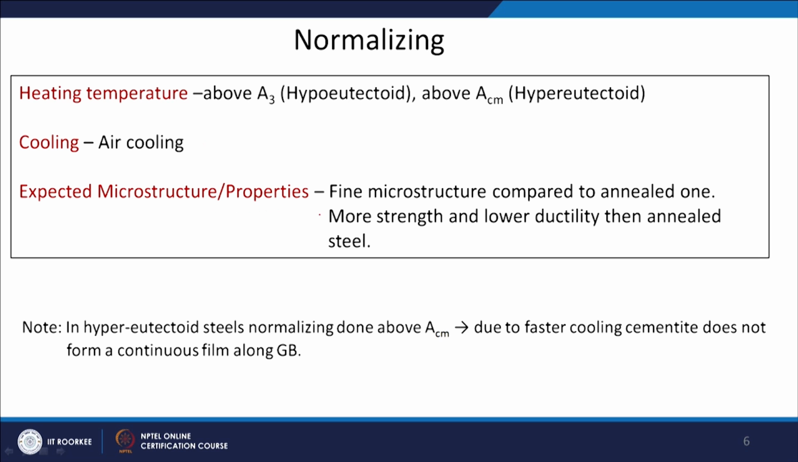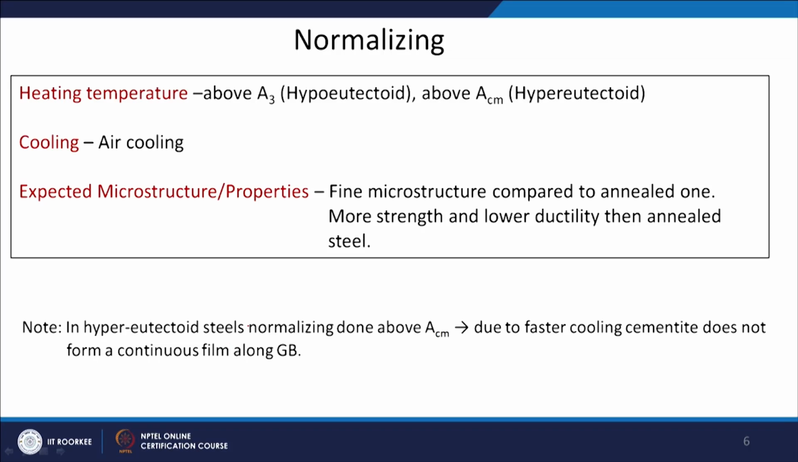Expected microstructure and properties: fine microstructure compared to the annealed one, okay, because we are doing faster cooling, more strength because of that, and lower ductility than annealed steel. In hyper-eutectoid steel, normalizing is done above ACM; due to faster cooling, cementite does not form a continuous film along the grain boundaries, okay. So here I can go above ACM.